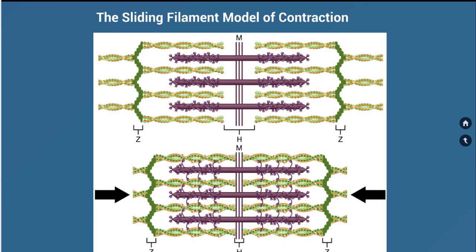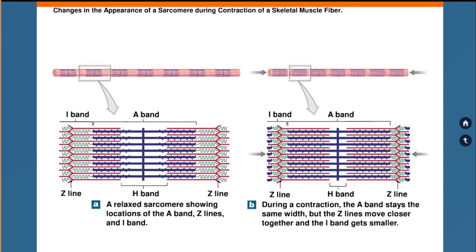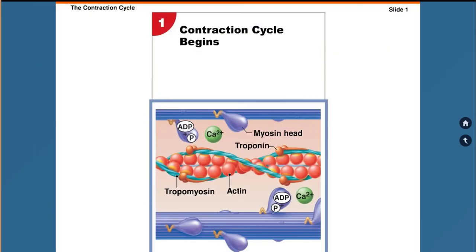Tropomyosin is a protein that winds around the chains of the actin filaments and covers the myosin binding sites to prevent actin from binding to myosin. Here you can see tropomyosin covers the myosin binding sites to prevent actin binding with myosin.